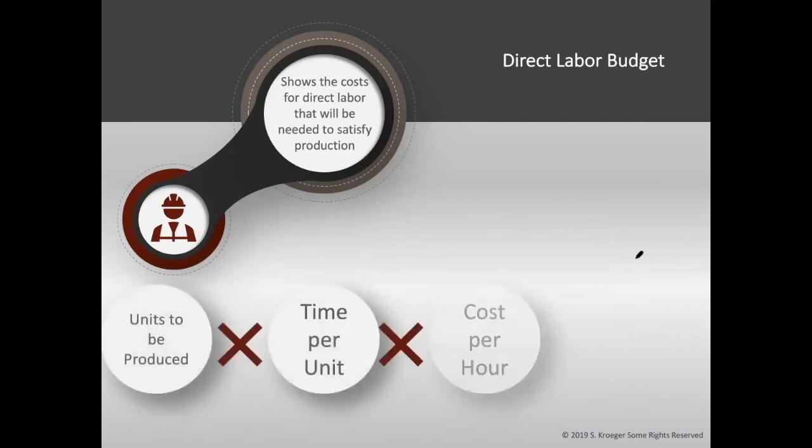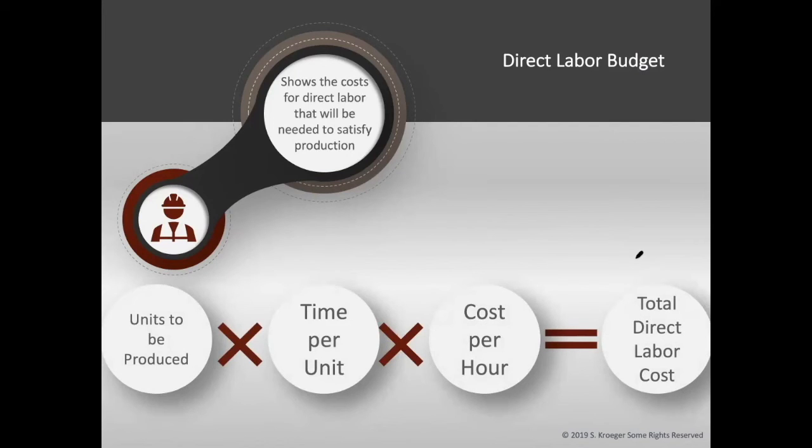The formula is very simple. How many units we plan on producing times the time per unit. Does it take us 1 hour, 2 hours, 6 hours to make it? The time per unit times how much we pay our employees per hour on average. Once again, this is a very simplified structure for this budget. Companies that have many employees and many different products will have a much more extensive looking budget.